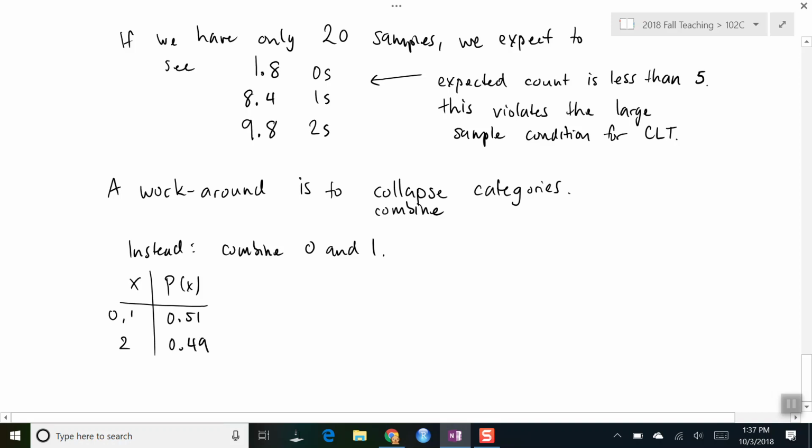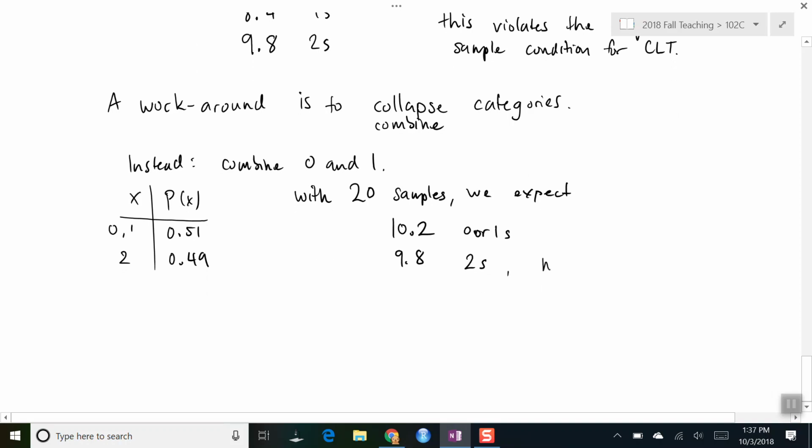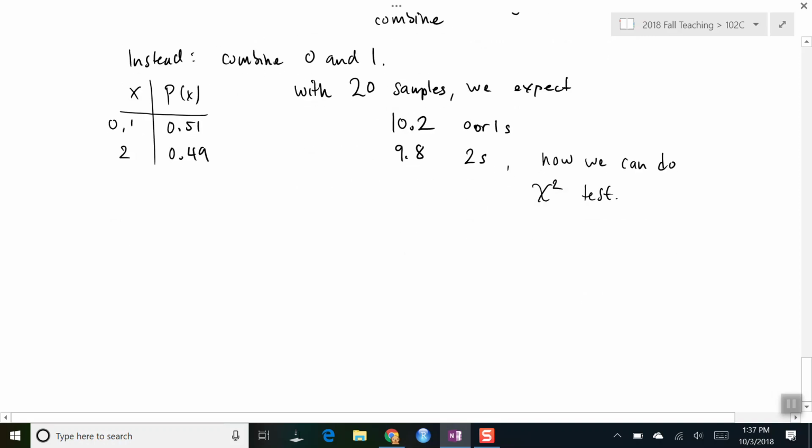So instead, let's combine 0 and 1. Then the probability of X at 0 or 1 will have a combined probability of 0.51, and 2 will have a probability of 0.49, and therefore we expect 10.2 zeros or ones and 9.8 twos. Okay, and then you can do a chi-squared test here.